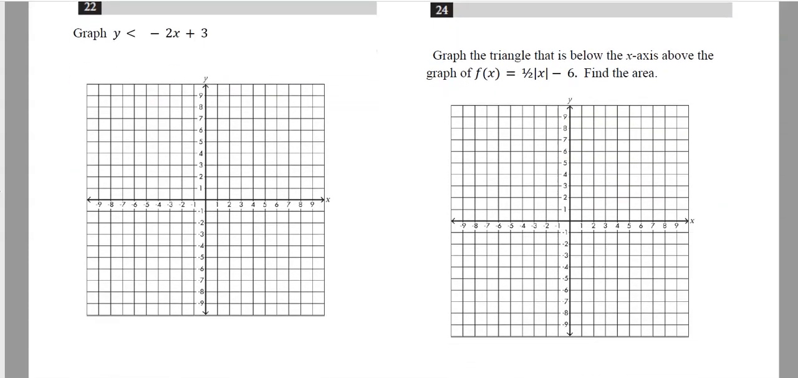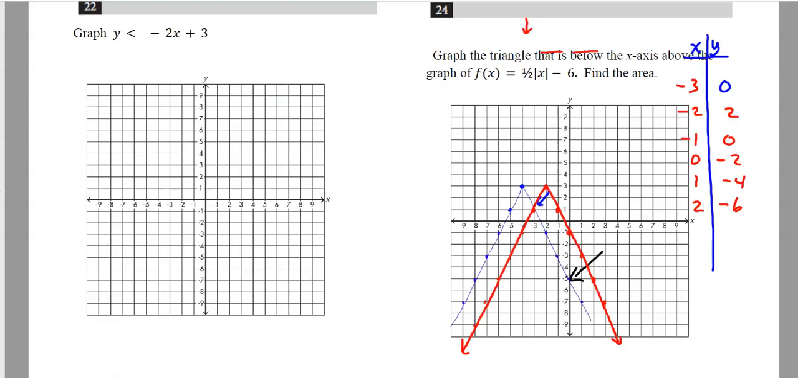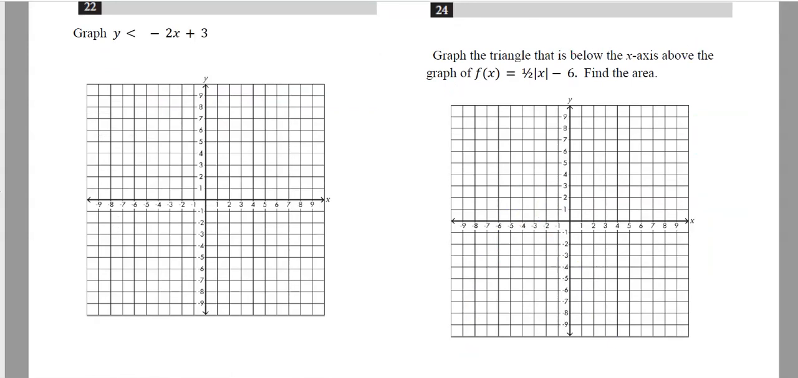And number 24, the old triangle one. Let's kind of see what this is talking about. Graph a triangle that's below the x-axis and above the graph. So let's do the graph. Absolute value is down 6. Slope of 1/2, up 1 over 2, up 1 over 2, up 1 over 2, up 1 over 2, up 1 over 2. Oh man, I'm going to have to extend this out.